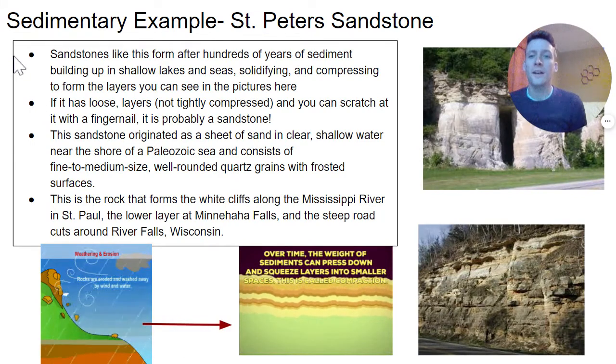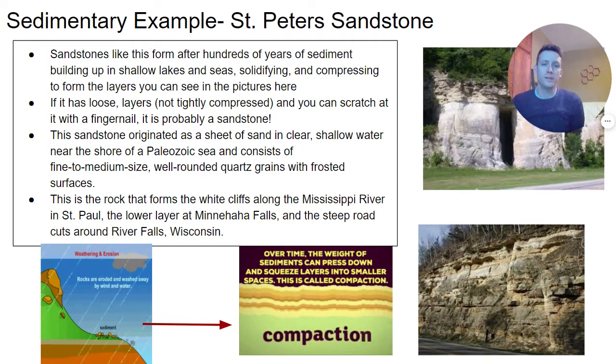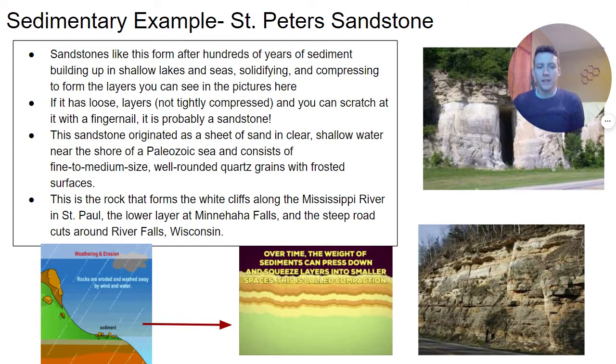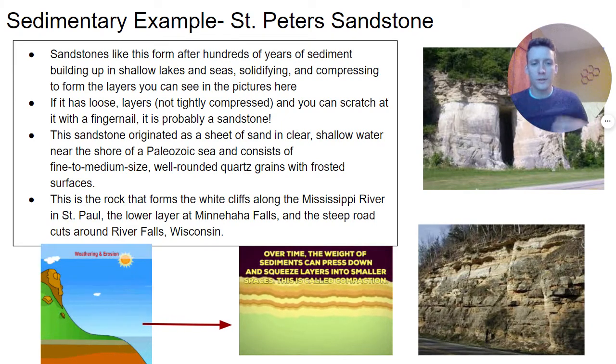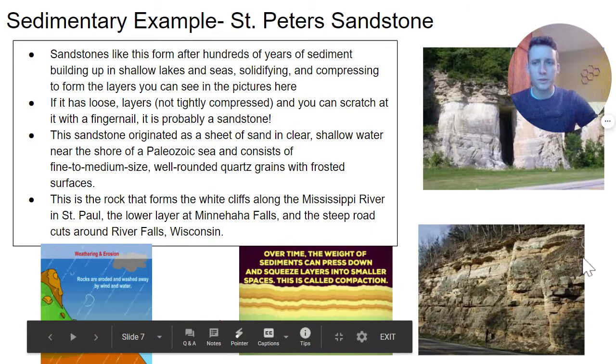You can find a lot of sedimentary rock examples in Wisconsin. A notable example is St. Peter's sandstone. Sandstone and limestone usually look something like this on the bottom right of your screen.